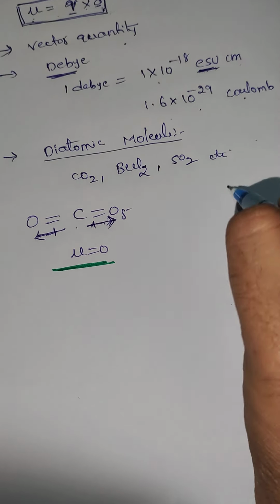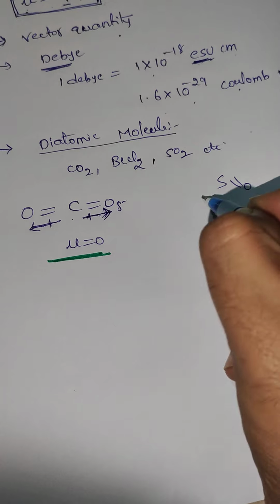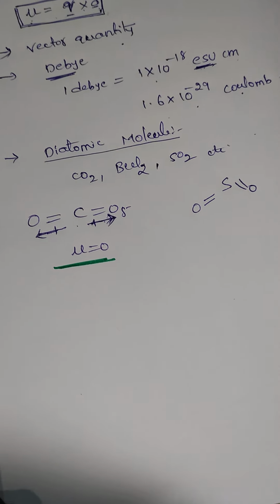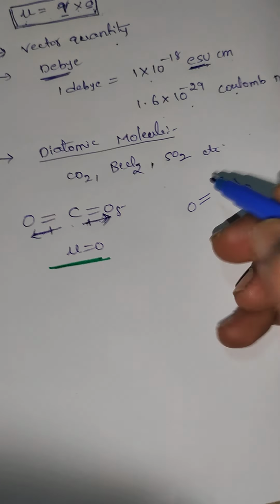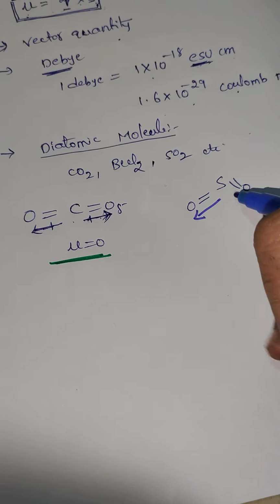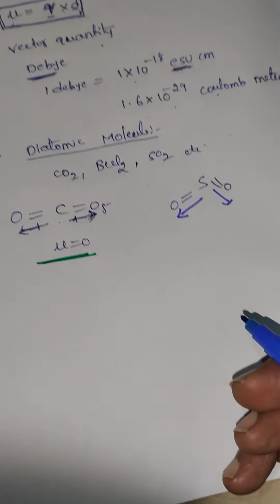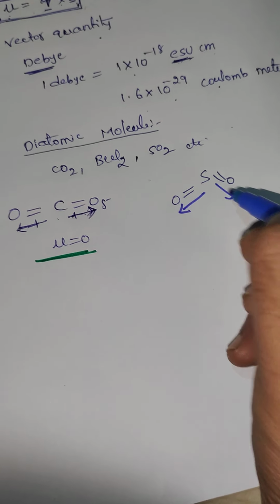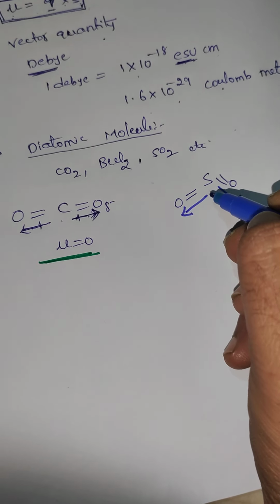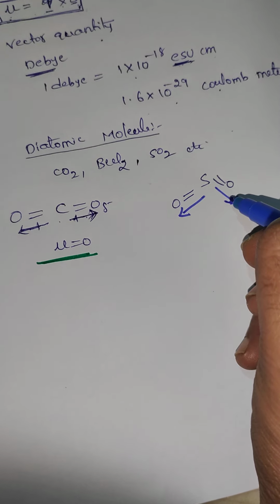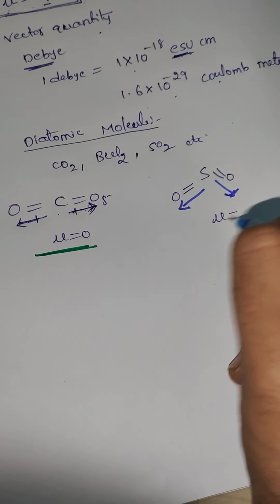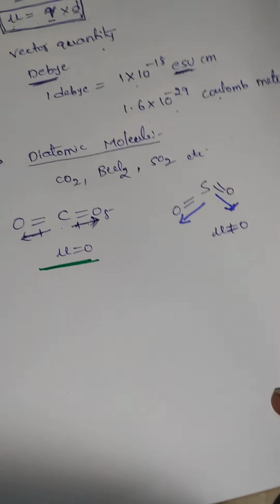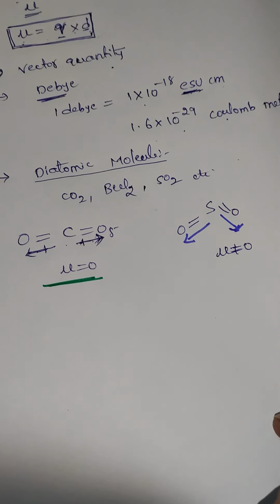Similarly, take SO2. SO2 has a bent or angular shape. In SO2, oxygen is more electronegative than sulfur, so the direction is like this, and this one also is like this. The directions are not opposite; both are on the same side. When they are on the same side, there is a net dipole moment. Here the dipole moment is not equal to 0.